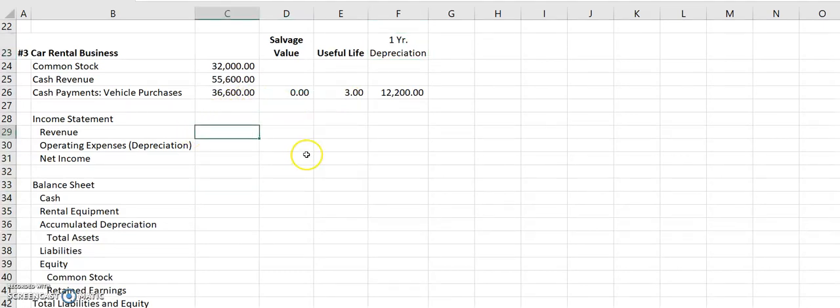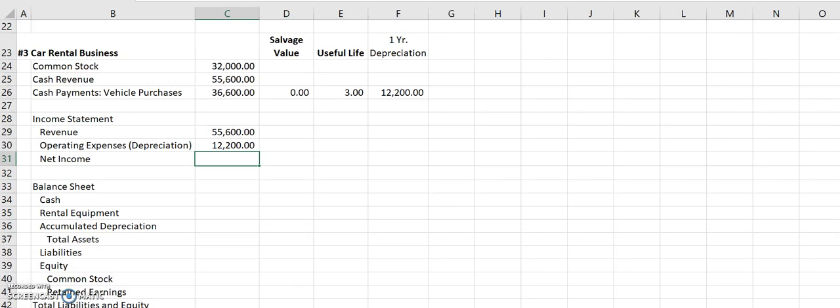So when we go put together our income statement, here again our revenue is our cash revenue, the money that we received by renting out those vehicles that we purchased. Our only operating expense is our depreciation. So in this scenario, it's the $12,200. And then we can calculate our net income by taking our revenue and subtracting our operating expenses. So we should come to a net income of $43,400 for this particular scenario.